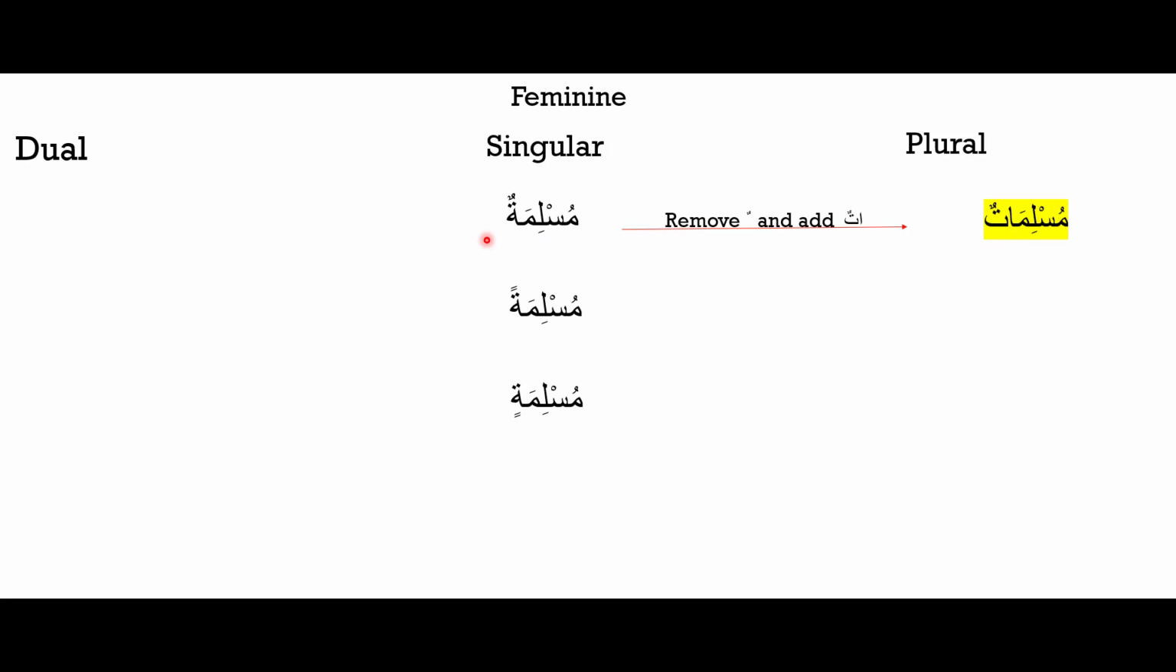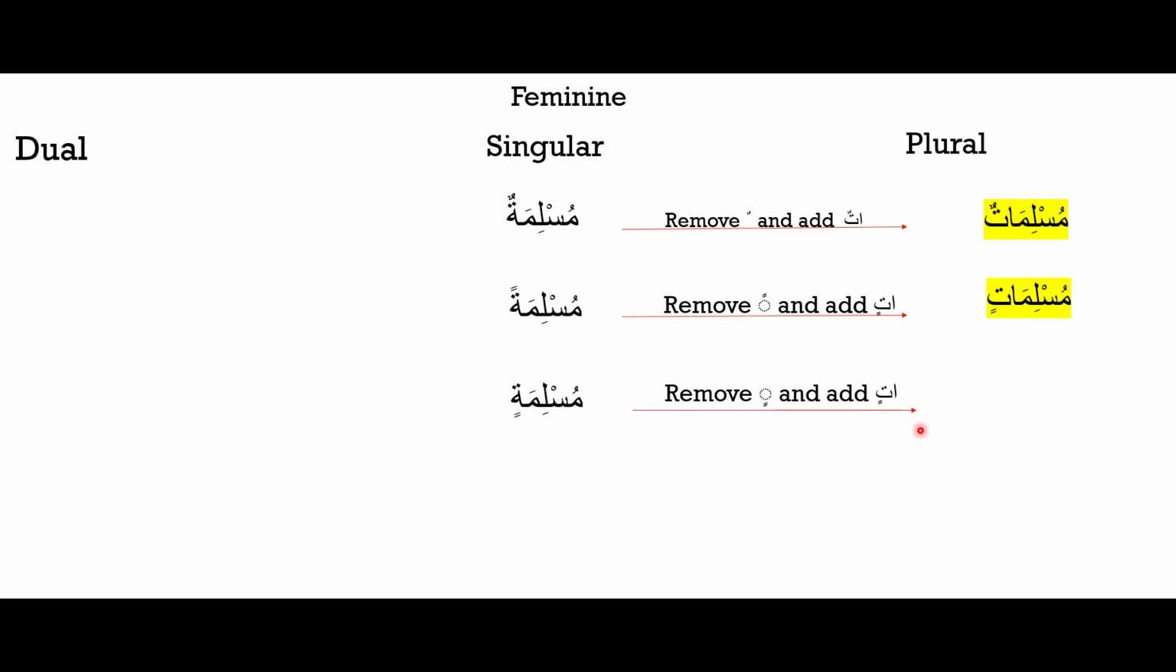Muslimatun is one female and muslimatun is many females. In mansub state, we are going to remove the ending sign fathatain, and we are going to add alif and ta with kasratain, atin. And the result is muslimatin. And for majroor state, we have to remove this sign kasratain and we have to add atin.